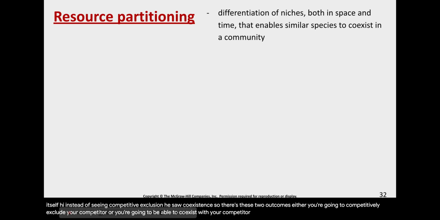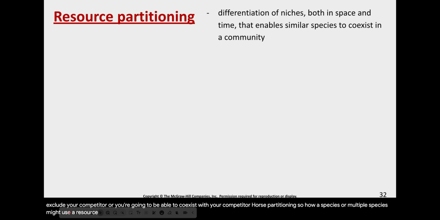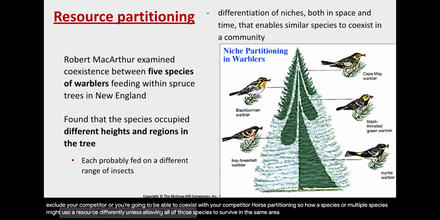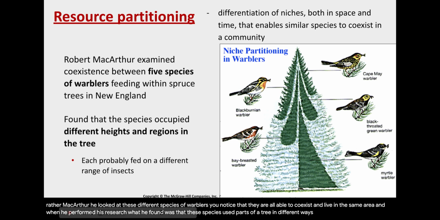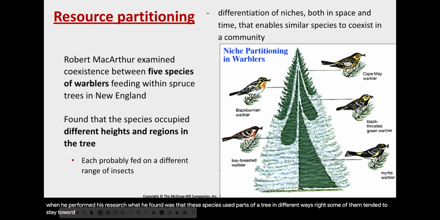One way that coexistence can occur is by resource partitioning. That is how a species or multiple species might use a resource differently, thus allowing all of those species to survive in the same area. Another classic study was done here. Robert MacArthur looked at these different species of warblers. He noticed that they were all able to coexist and live in the same area. When he performed his research, he found that these species used parts of a tree in different ways.